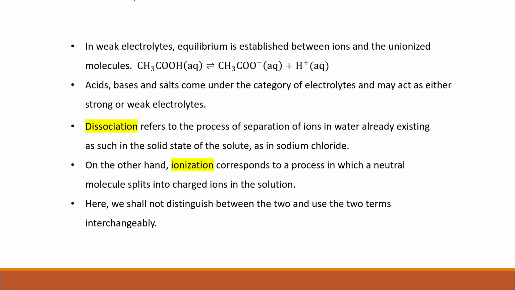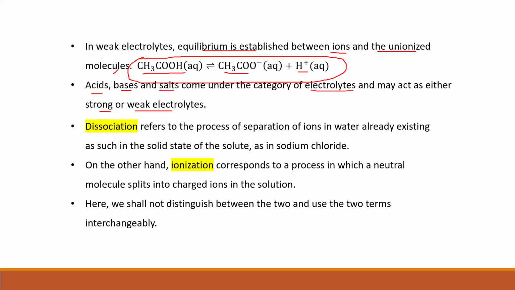In weak electrolytes, equilibrium is established between ions and the unionized molecules. For example, if we dissolve acetic acid in water, this is the equilibrium set up. This is unionized acetic acid, and these are its ions, acetate ion and hydrogen ion. Acids, bases and salts come under the category of electrolytes and may act as either strong or weak electrolytes.